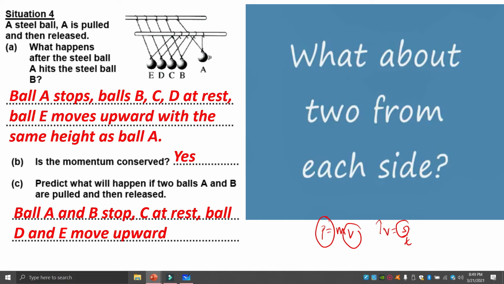Predict what will happen if two balls, A and B, are pulled and released. So you lift up two balls, A and B. A and B will stop, C will stop, but D and E will move upward. So from this, we can conclude that the momentum is conserved.